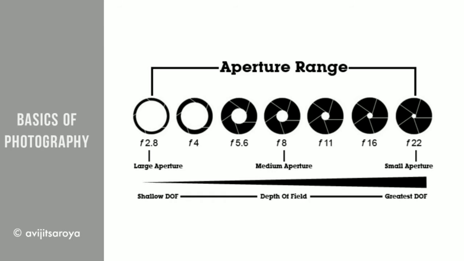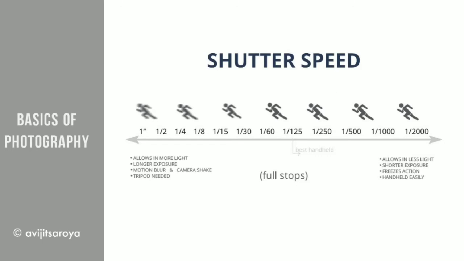The second element we move to is the shutter speed. Once the light has passed through the aperture of the lens, it reaches a shutter, just like the shutter of our eye. Now you need to decide how much of that light you're going to allow into the camera.